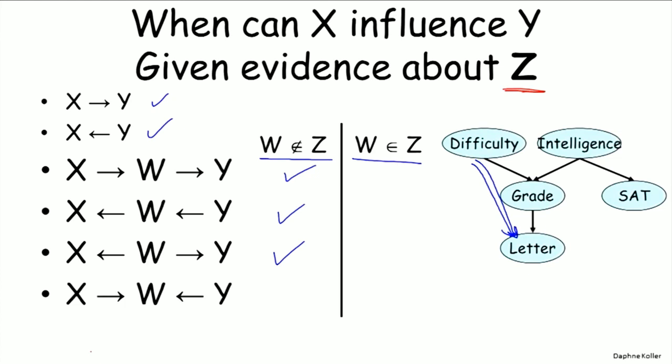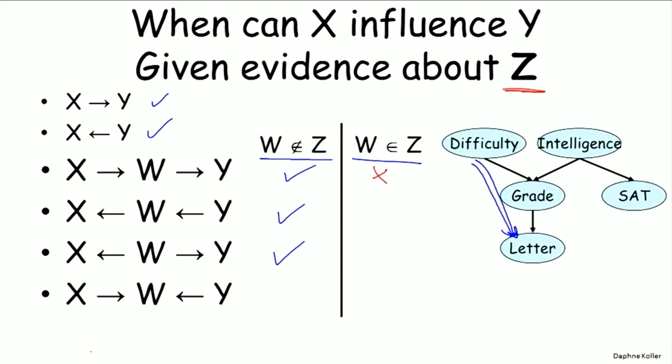Now I'm telling you that the class is really hard. Does that change the probability distribution of the letter? No, because we already know that the student got an A. The letter only depends on the grade. And so in this case, influence can't flow through grade if grade is observed. So in this case, we have this situation.